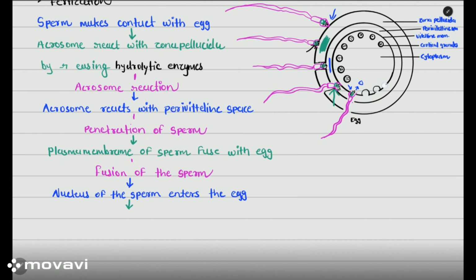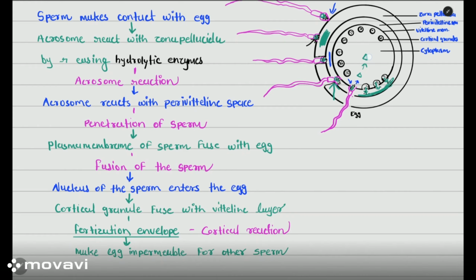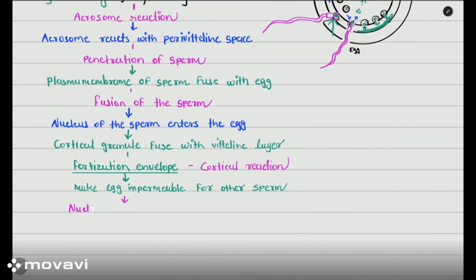Now the nucleus of the sperm is present inside the cytoplasm of the egg, and we also have cortical granules present in the cytoplasm. The cortical granules fuse with the vitelline membrane and release calcium and their contents into the paravitelline space, forming a fertilization envelope, and this entire process is called the cortical reaction. The fertilization envelope makes the outer layers of the egg hard, so that other sperms cannot enter the egg. This mechanism prevents polyspermy. Now we have the nucleus of the sperm inside the cytoplasm of the egg and also the nucleus of the egg itself, and both nuclei fuse with each other to form a zygote.